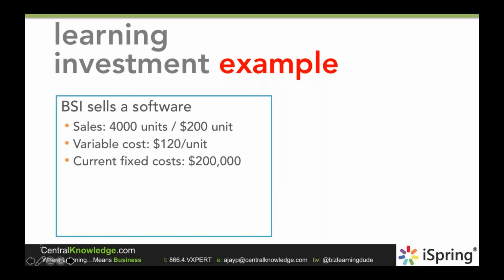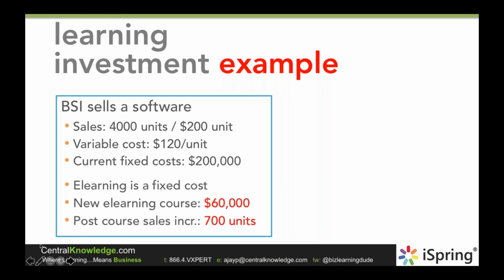The current fixed cost is $200,000, whatever it is, the stuff that they have to support the organization. And then they decided they're launching a new version of the software. They've upgraded, they have new features, and they realized that they need some training. They need to train their internal staff to be able to sell it or create awareness for the new features of their software.